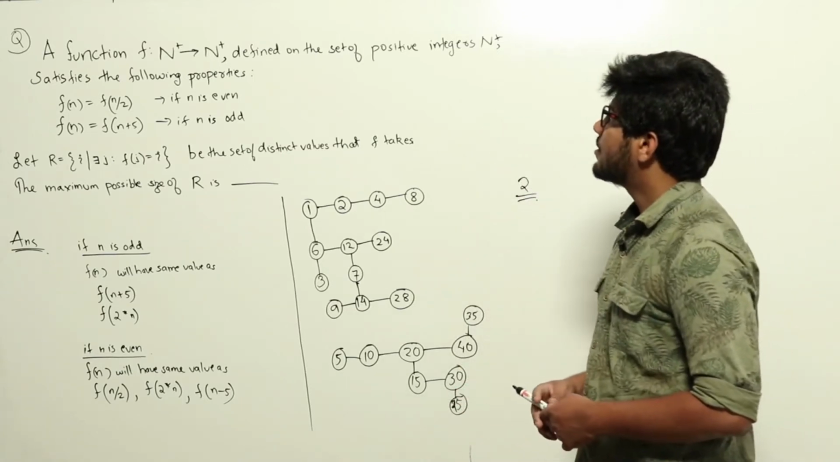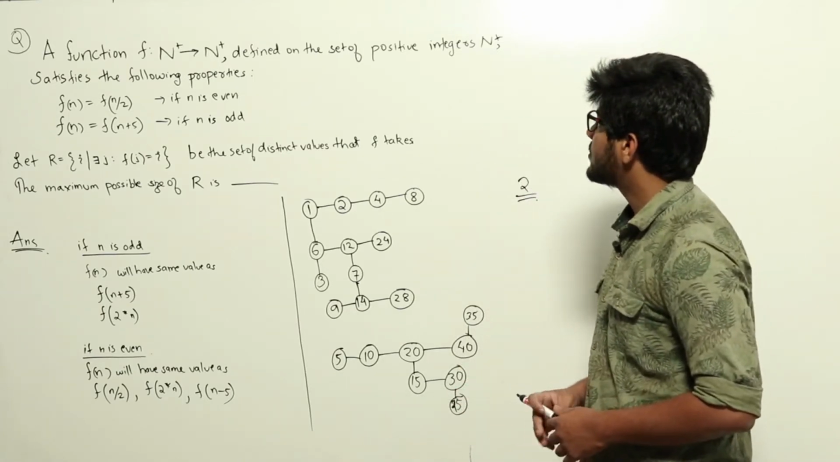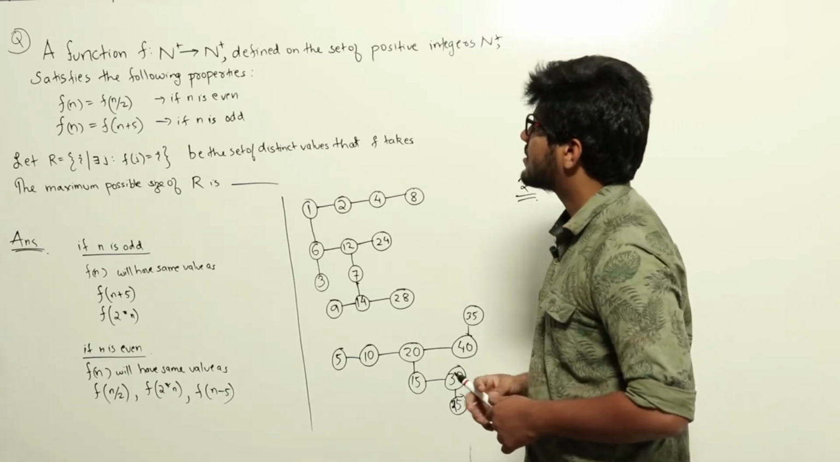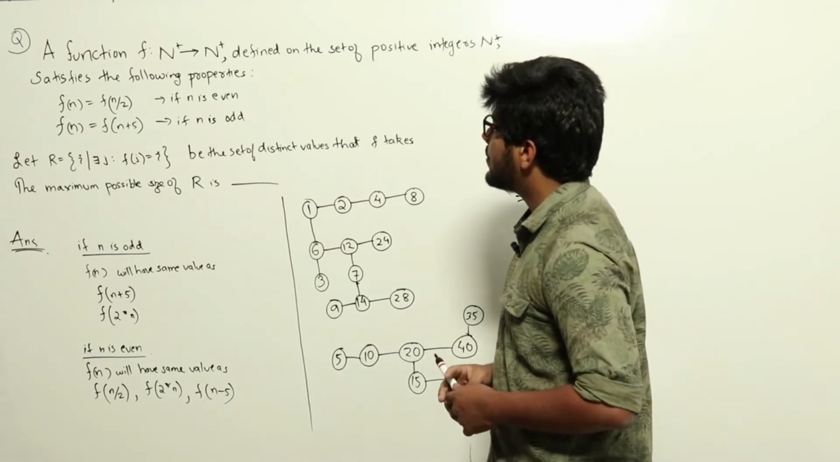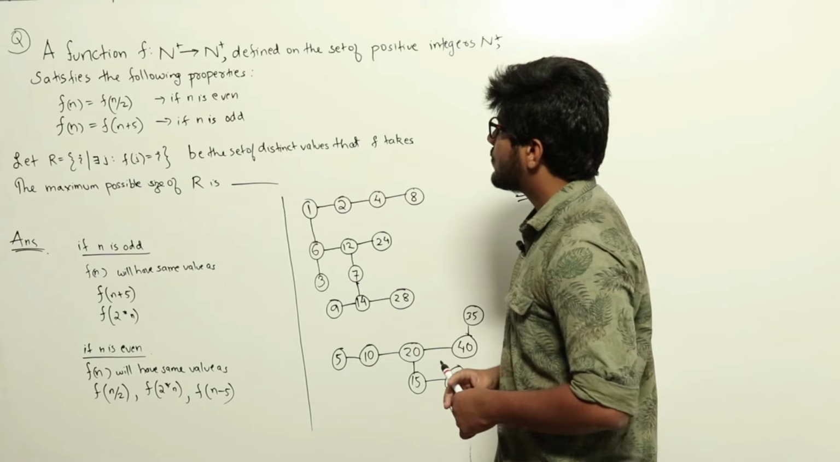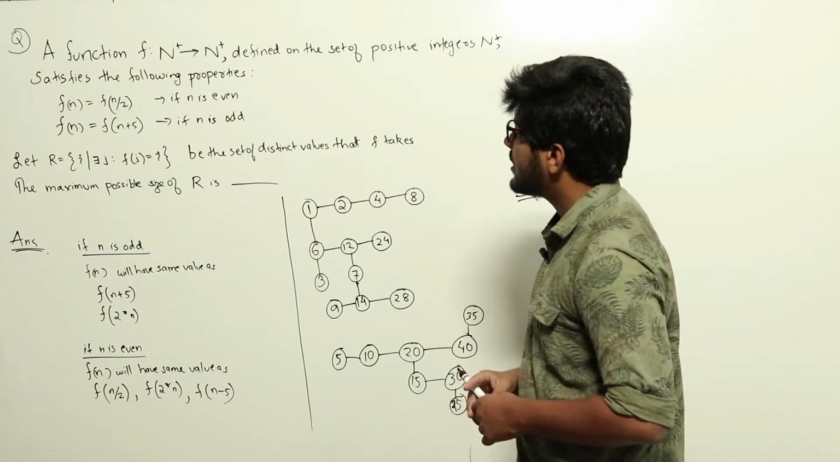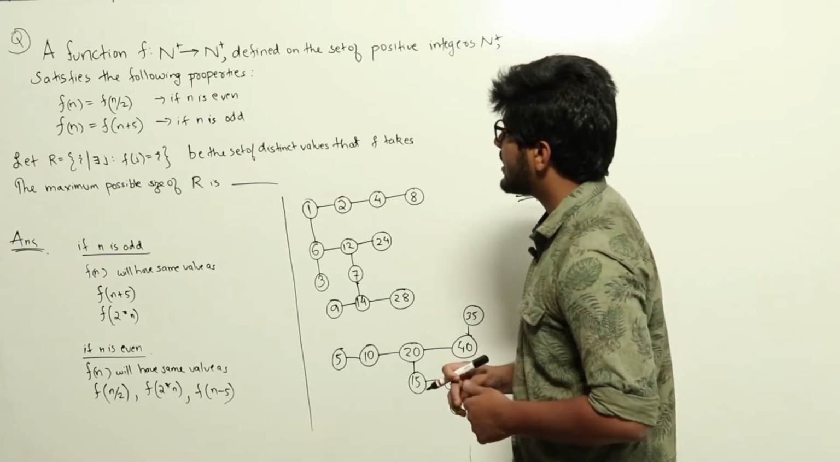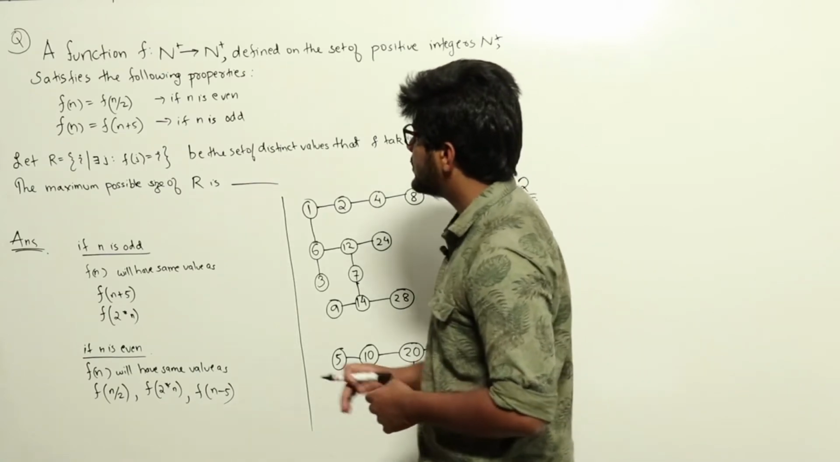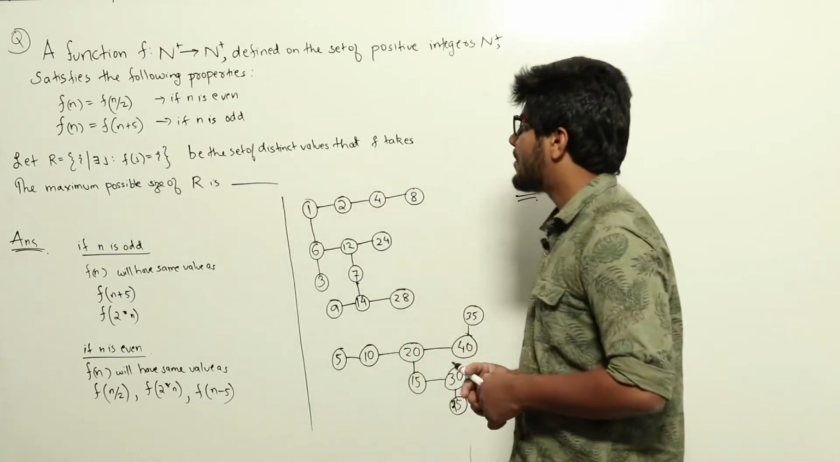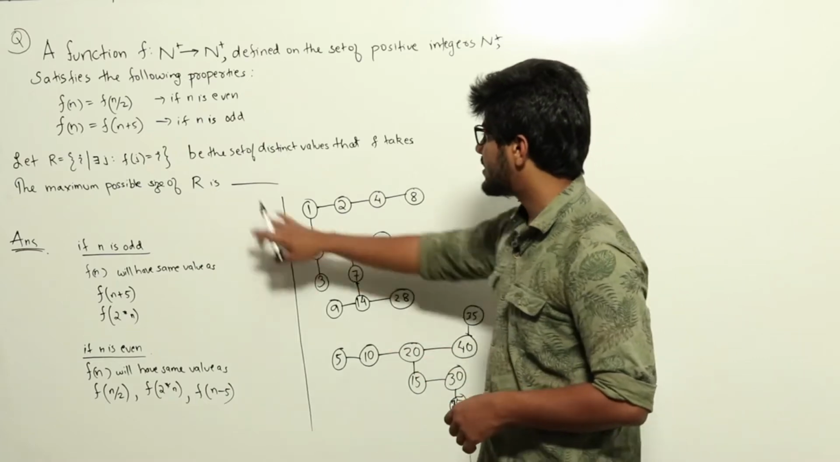A function f from N+ to N+, defined on the set of positive integers N+, satisfies the following properties. f(n) equals f(n/2) if n is even. f(n) equals f(n+5) if n is odd. Let R equal the set of all elements i such that there exists j with f(j) equal to i, be the set of distinct values that f takes. The maximum possible size of R is dash.